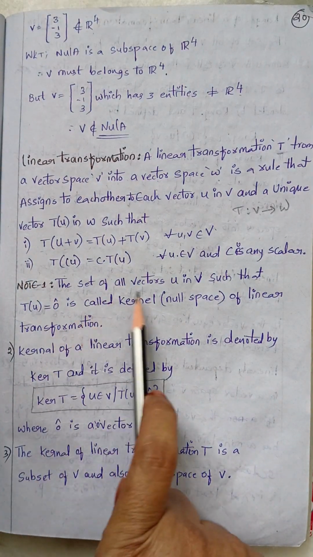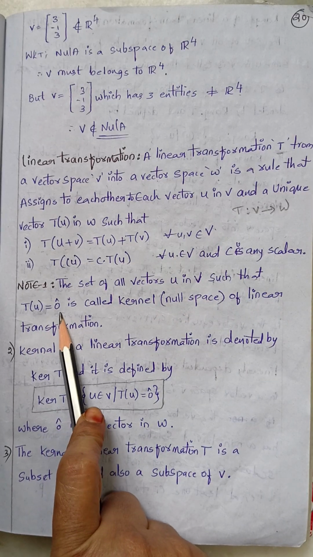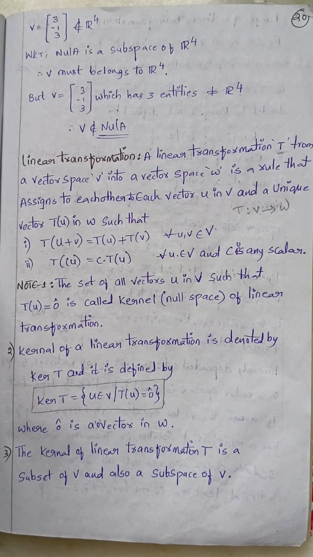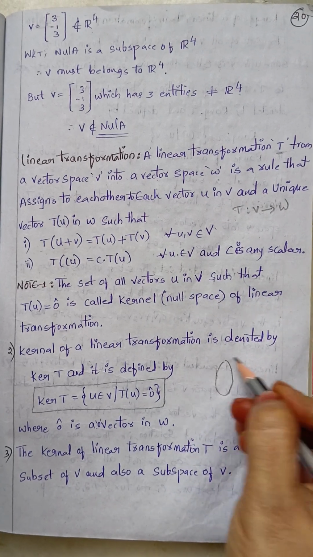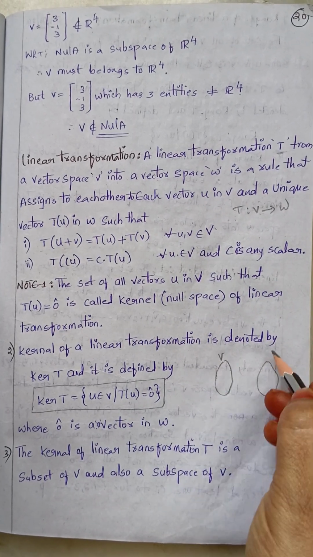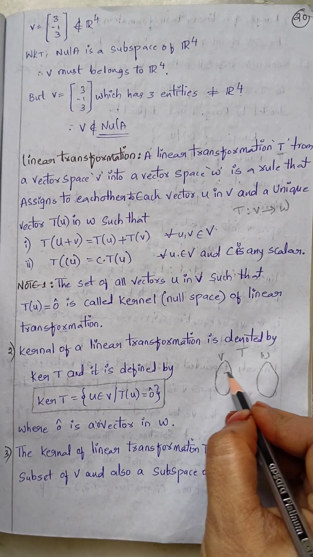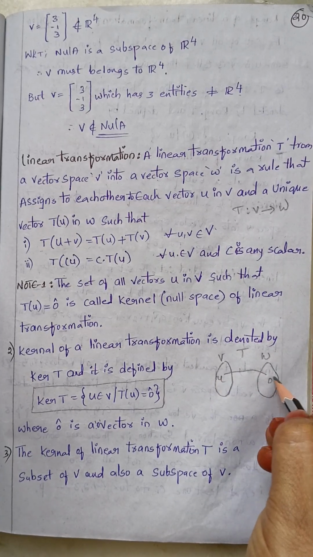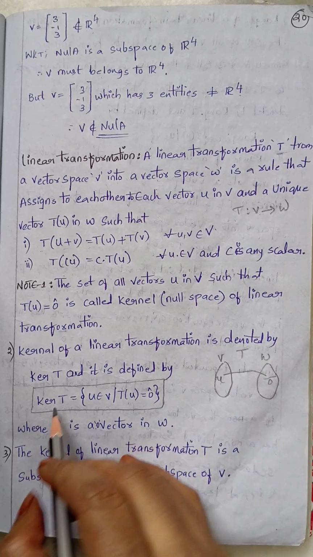Now the set of all vectors u in V such that T of u equals 0 cap, or 0 tau, is called the kernel or null space of a linear transformation. That means kernel T: suppose this is vector space V, this is vector space W, and this is a linear transformation from V to W. Suppose you are taking u here, then its image should be 0 bar. The transformation of u must be 0 bar. Then this u belongs to kernel T.